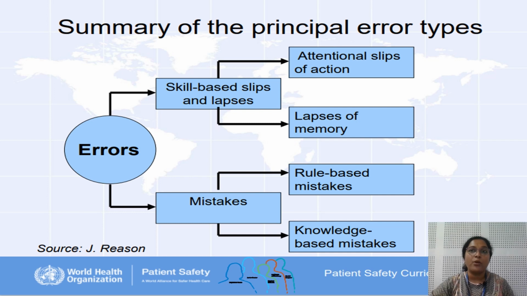The second broad category of errors are mistakes. A mistake is when we choose the wrong action. It is a failure in the planning stage. A mistake may be rule based, when we choose the wrong rule. For example, when treating a patient for a suspected diagnosis of gastric ulcer, when actually she has angina. The physician may have started antacids, which would be appropriate for the treatment of an ulcer, but it was inappropriate for this particular patient because she had a cardiac problem. So the physician applied the wrong rule in this case.